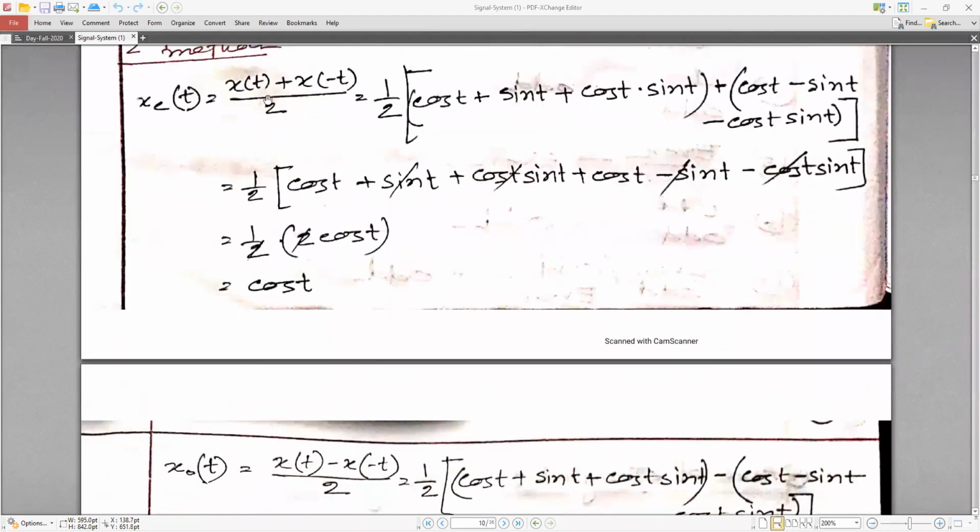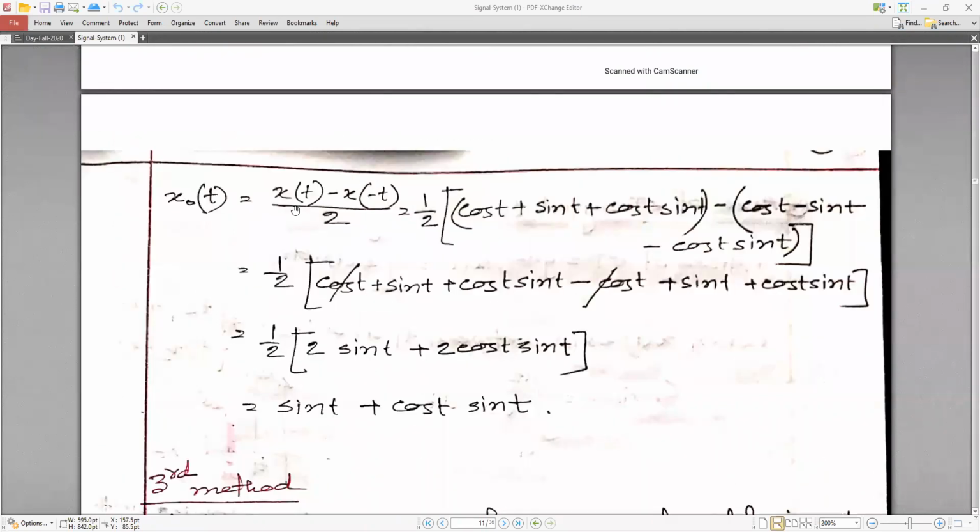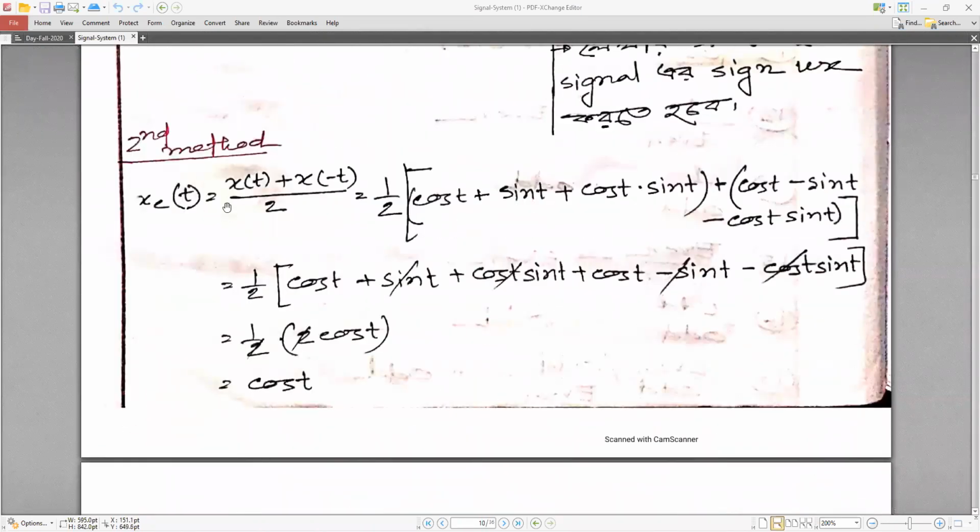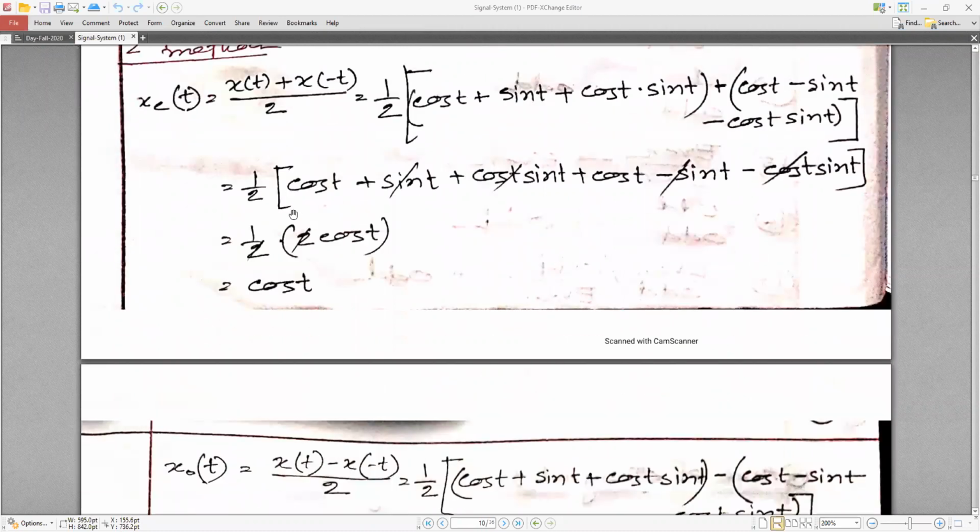To find out the even signal and odd signal, you can use these equations also. x_e(t) equals x(t) plus x(minus t) by 2. See this, how they do this. Since it is math and I am not doing it on the whiteboard, I am giving you some time to see the math.